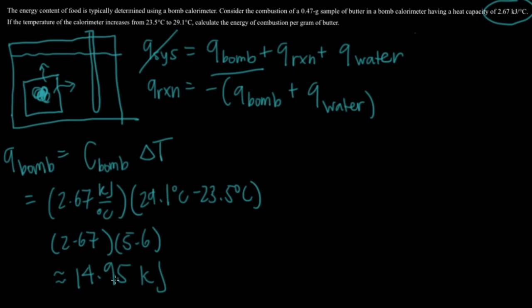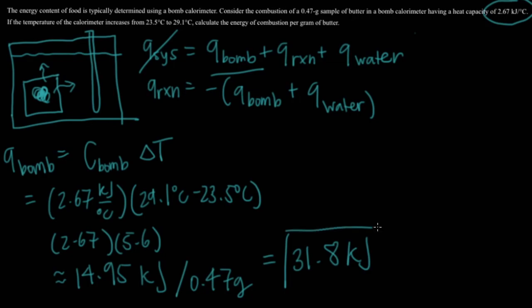So now we have the total amount of energy generated by that combustion. But we got to remember that this is just for 0.47 grams. We need to calculate it for 1 gram, so what we need to do is divide our energy value by the amount of grams we have to get the energy per unit mass. And that is 14.95 divided by 0.47, which is equal to about 31.8 kilojoules. And that is our energy of combustion per gram of butter.